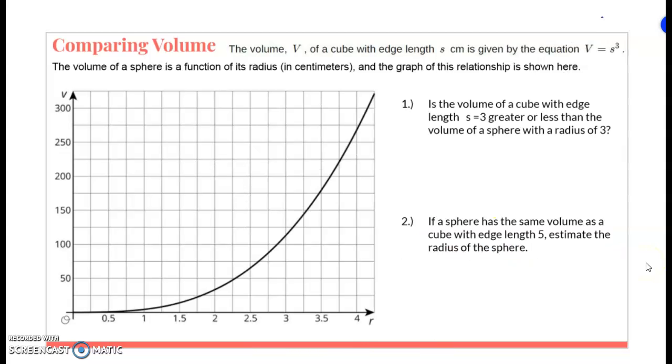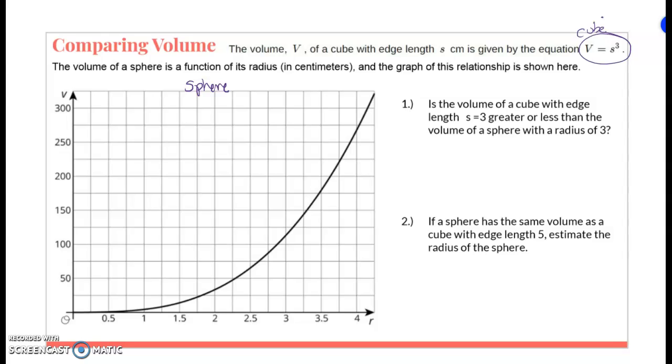The volume V of a cube with edge s centimeters is given by this equation. So this is our cube equation. So throughout we're going to be using this formula for cube. And the volume of a sphere is shown on this graph. So I know a sphere, which would be like a baseball or something circular, is going to be this graph right here.